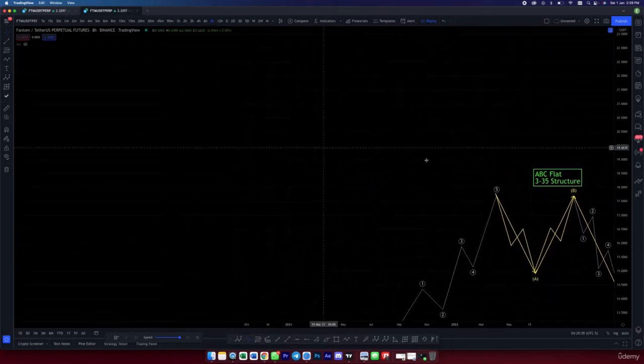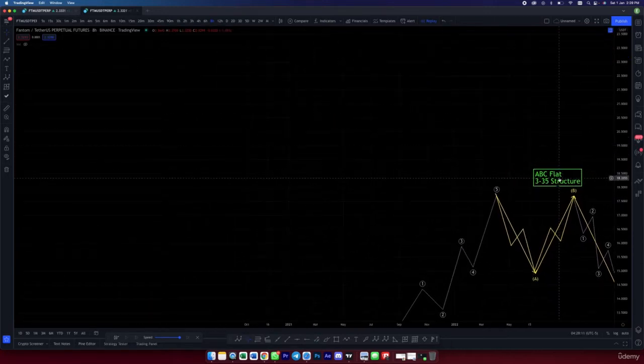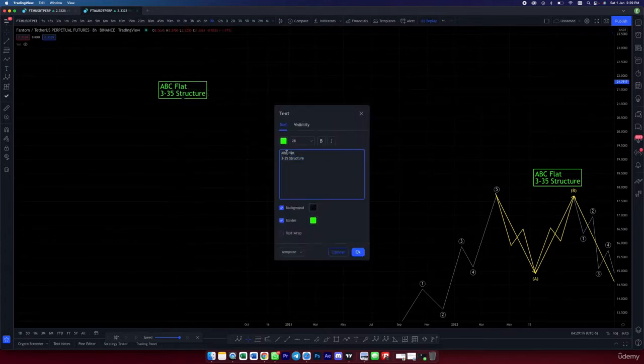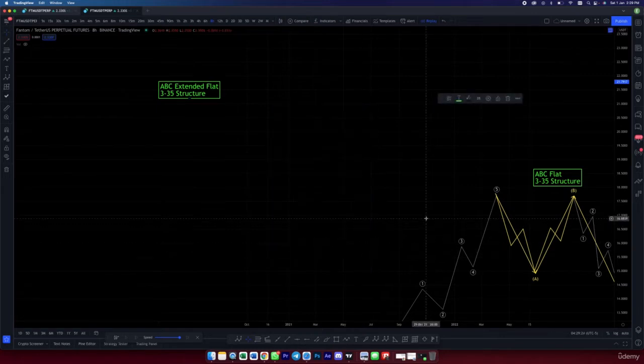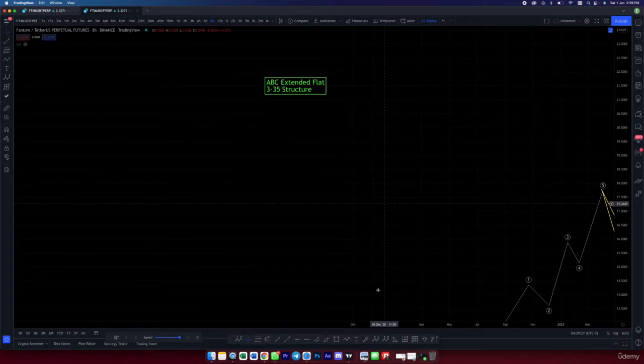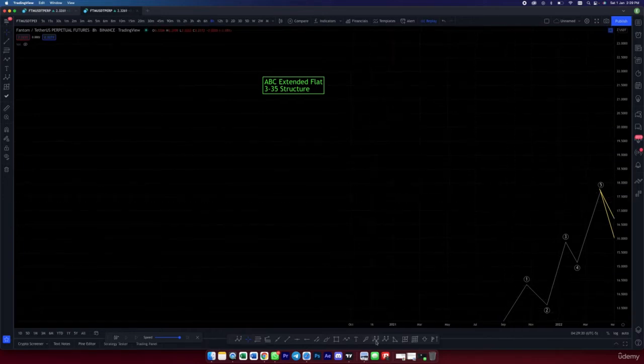Now this ABC flat comes in 2 more different forms. Let's just copy this, and we call this the ABC extended flat. In fact, BTC is doing this right now. I will show you this on the chart as well. Now what does extended flat mean? Again, it's ABC.